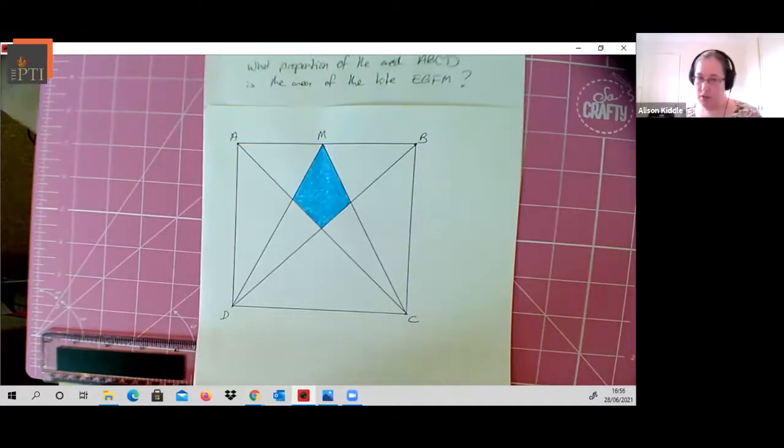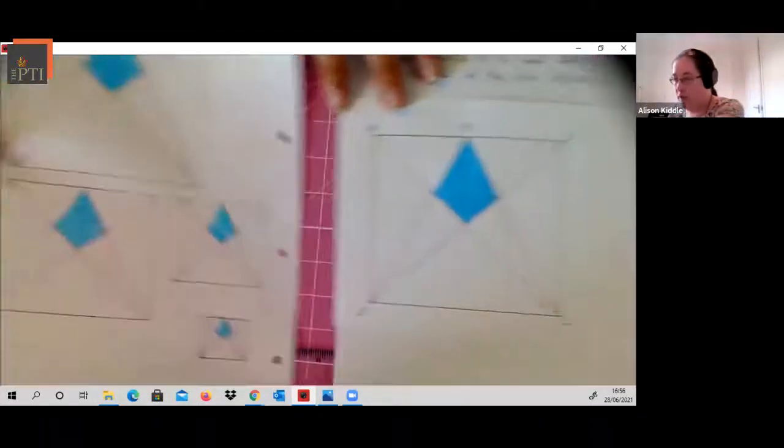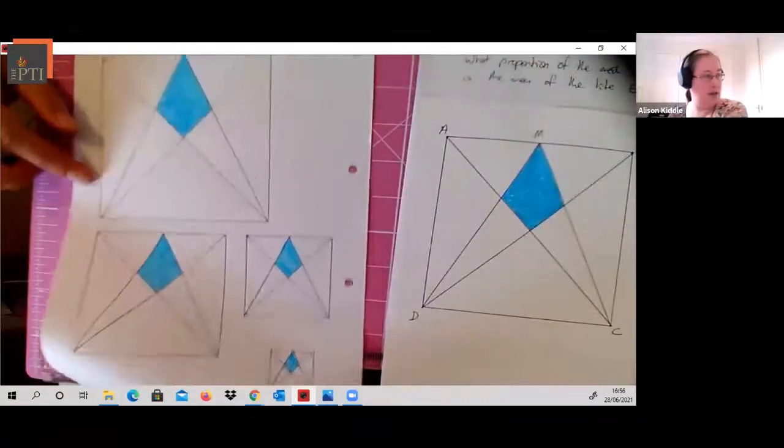Okay, what I'm going to show you now is a slightly different set of diagrams.